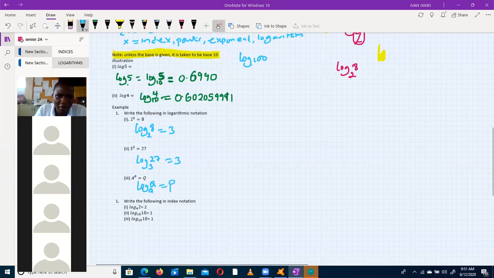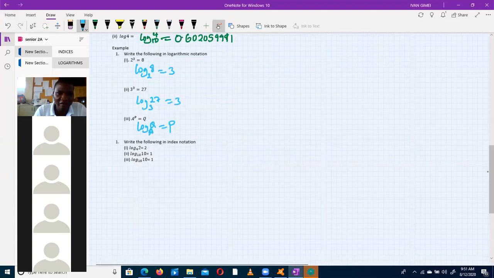Perfect. So I think we have mastered it. Even if we stopped there today, we have gotten the definition of logarithm. When you understand this, all the other things in logarithm will be very easy. Then what about this one? How do we write them in index notation? We have logarithms. Let's write them in index notation. How do you write them?